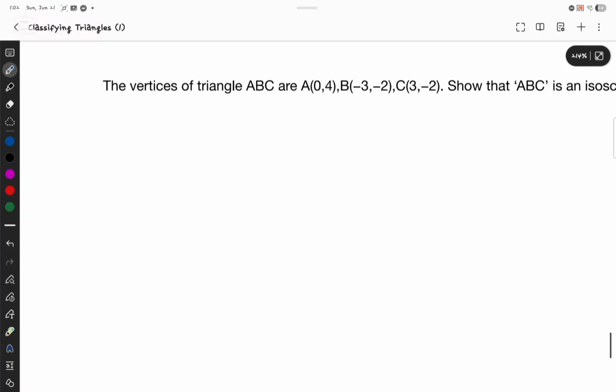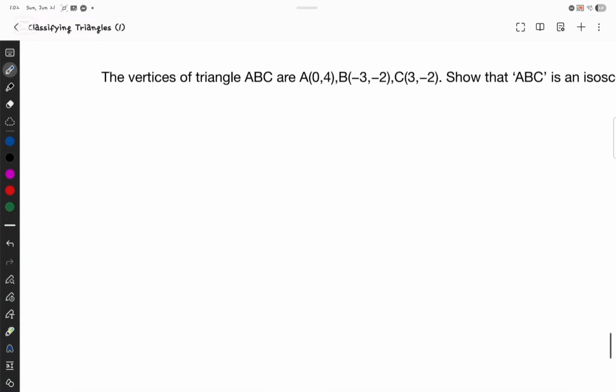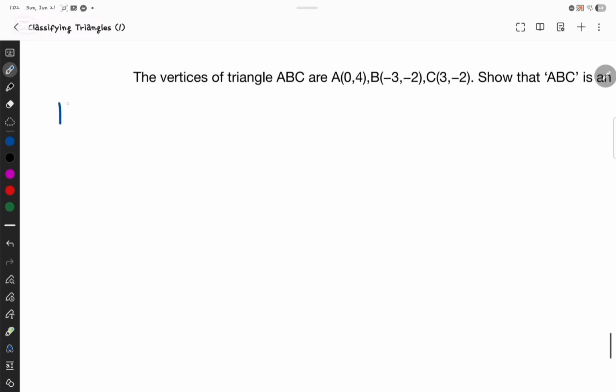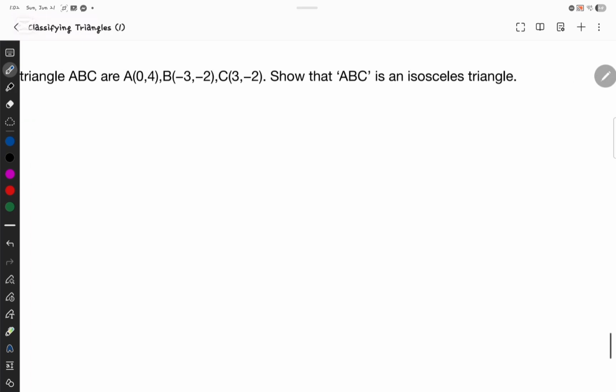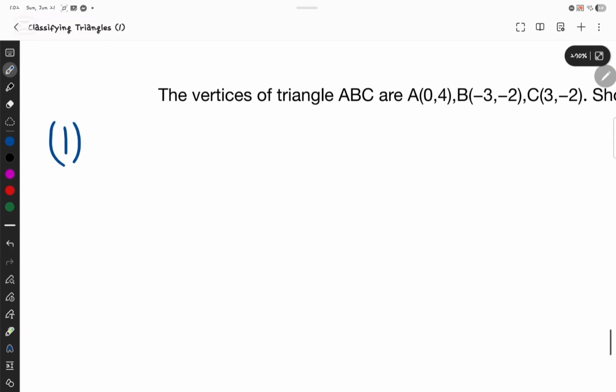The vertices of triangle ABC are A(0, 4), B(-3, -2), and C(3, -2). Show that ABC is an isosceles triangle. By isosceles, it means that two of the sides have the same length. So that means that we have to use the length formula. First of all, let's find the length of AB.